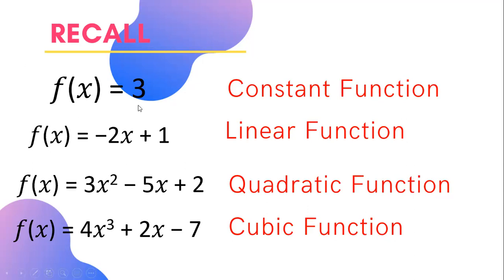So in this case, we do not have a variable, so that means the exponent here is 0. That's why it's a constant function. The exponent here of x is 1, so it's of degree 1, it's a linear function. The highest exponent is 2, so it's a quadratic function, and so on and so forth. So these are just some of the different functions that we had last week.